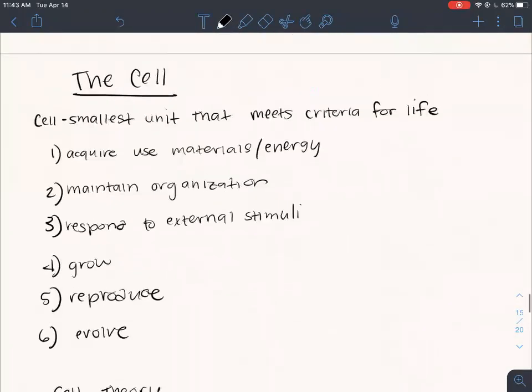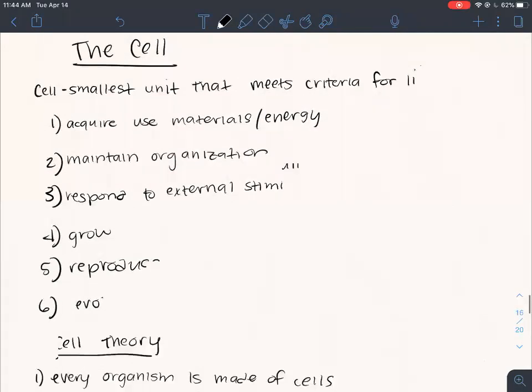So let's start talking about the cell. The cell is the smallest unit that meets the criteria for life, and it has to have 6 requirements. It needs to acquire and use materials for energy. It needs to maintain organization, which we'll learn about through organelles. It needs to respond to external stimuli, which we'll learn about in cell transduction. And it needs to grow, which you can see in meiosis, mitosis, and also reproduce and evolve, which you can learn later in Bio 5B.